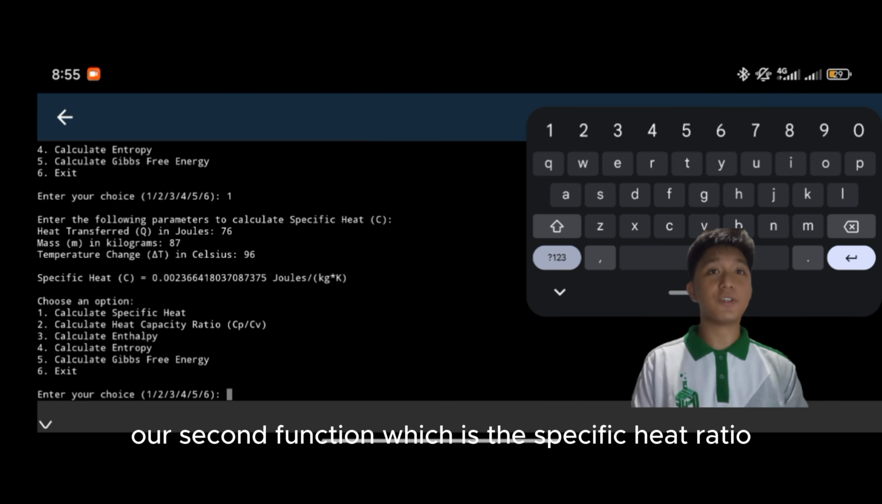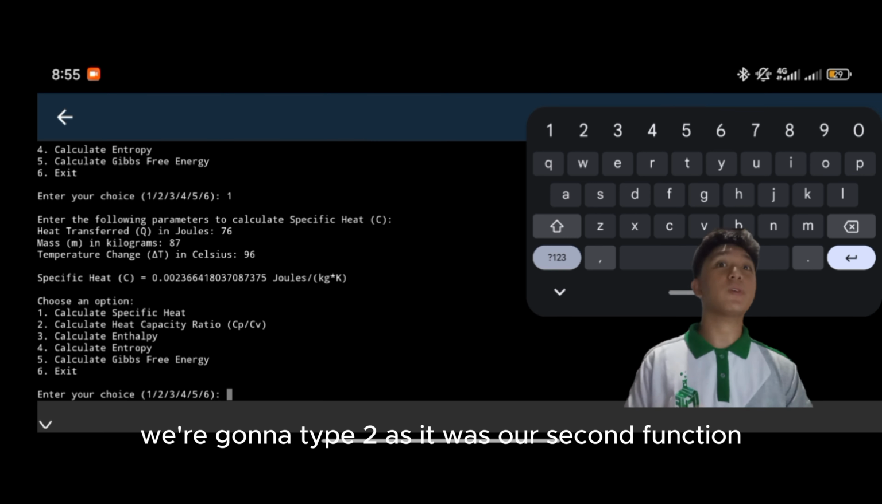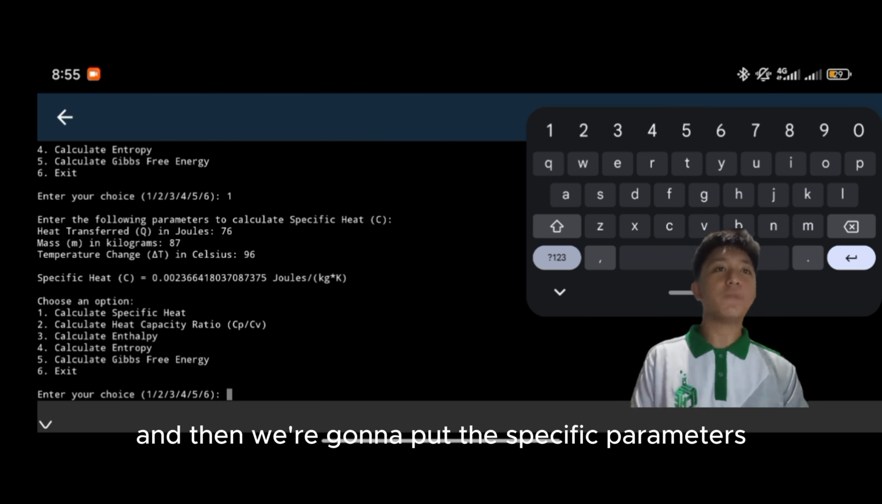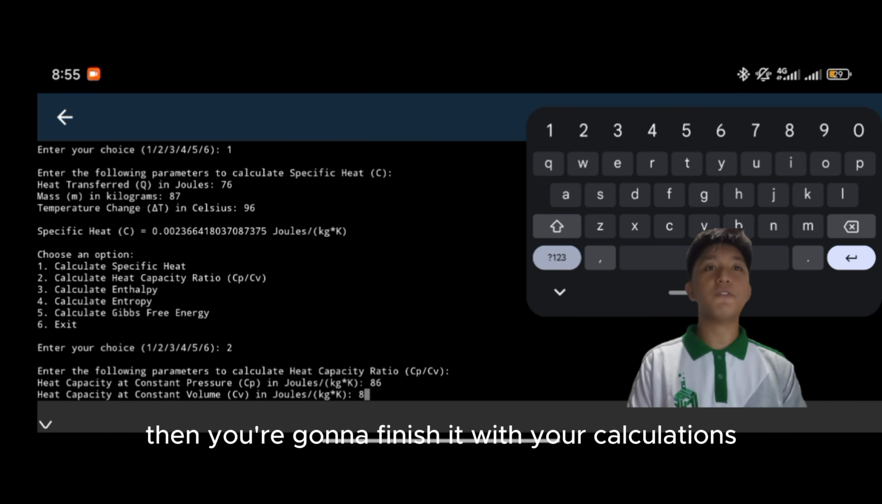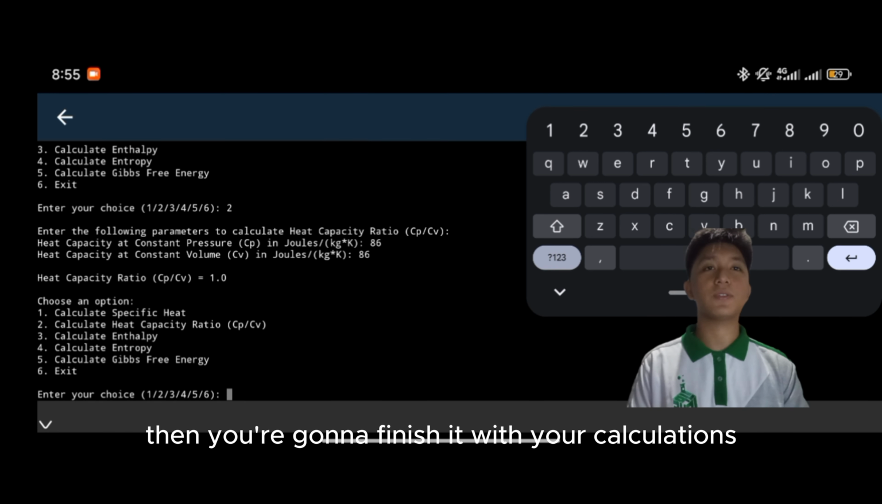Our second function, which is the specific heat ratio, we're going to type 2 as it was our second function, and then we're going to put the specific parameters such as the heat capacity at a constant pressure and heat capacity at a constant volume. Then you're going to finish it with your calculations.